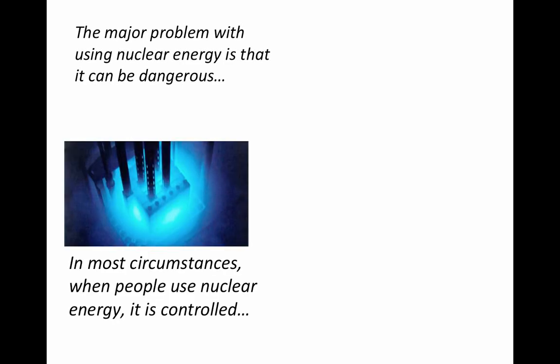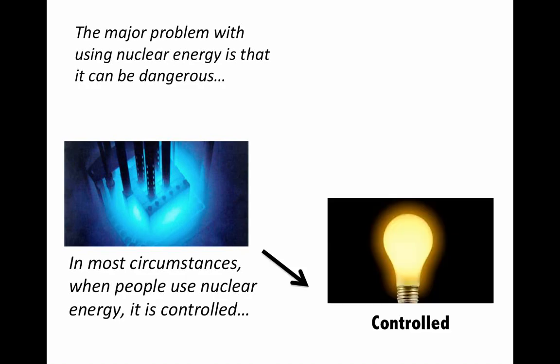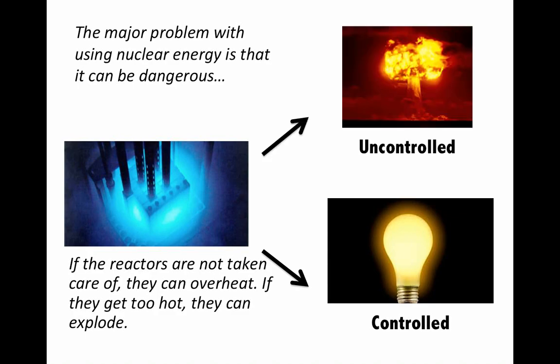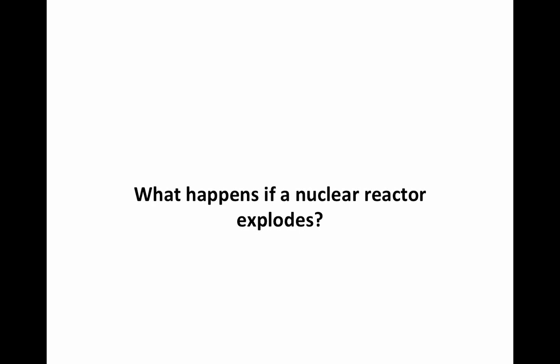In most circumstances, when people use nuclear energy, it is controlled. This is what allows us to capture electricity. But if the reactors are not taken care of and they overheat, they can get too hot and they can explode. The energy becomes uncontrolled and you get a large explosion like this. So what happens if a nuclear reactor explodes?